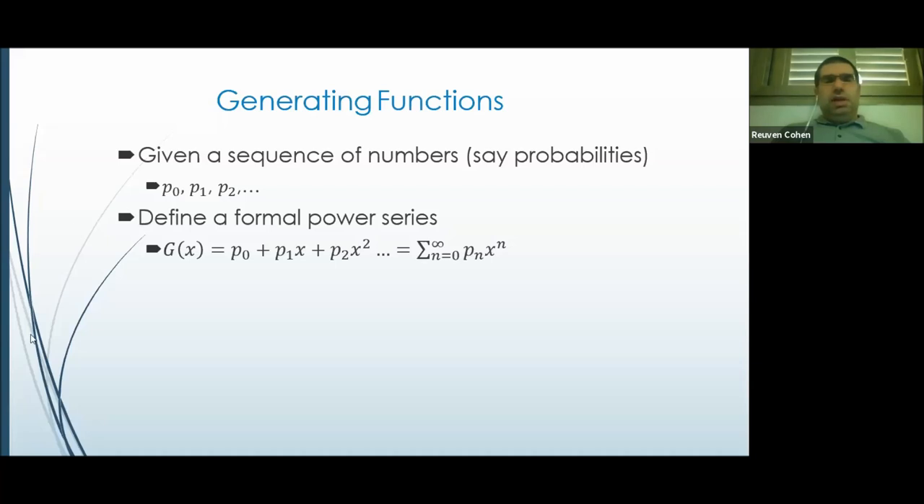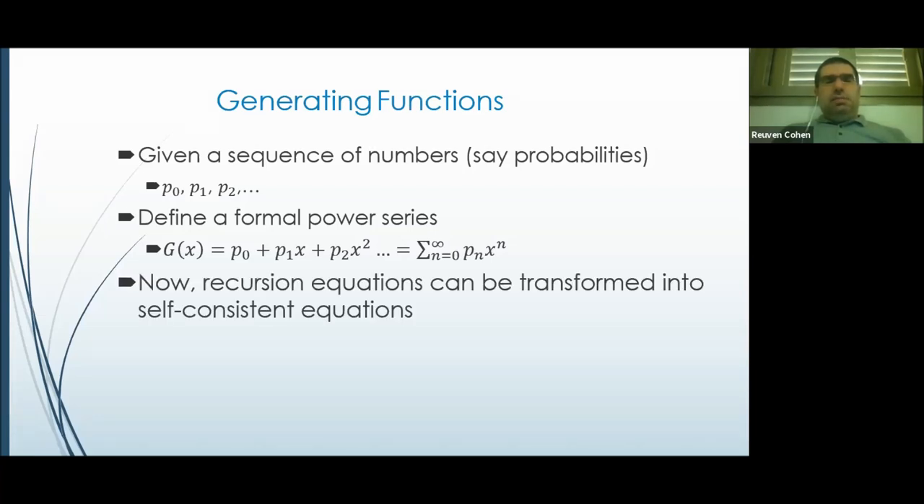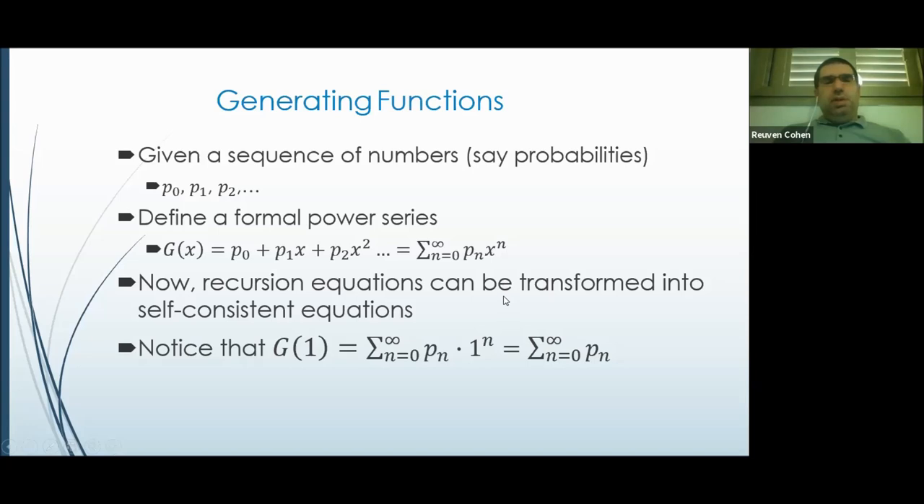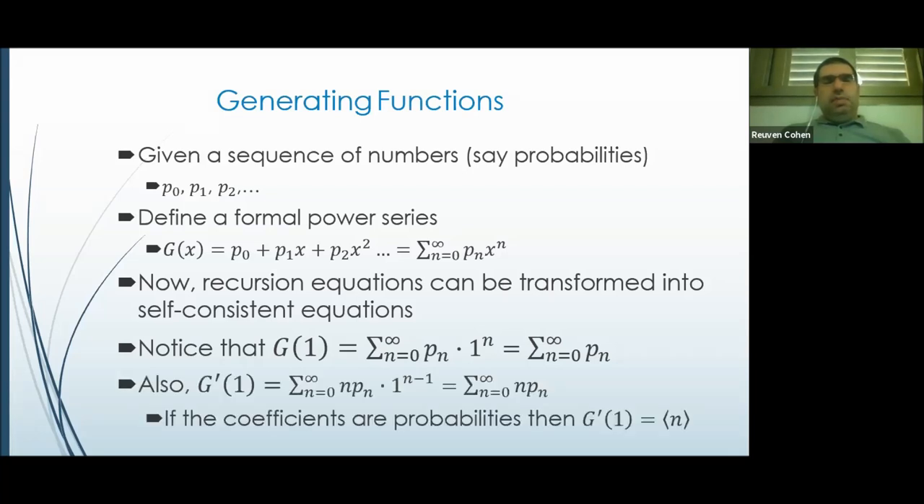which is the sum of these numbers, each multiplied by the appropriate power of x. And this is an infinite sum, or finite if the number of numbers is finite. And then if we have some recursion equation, for instance, relating these numbers together, we can make it into a self-consistent equation, which will be explained soon. An important thing to notice is that if we put G of one, then this sum just boils down to the sum of the P's, which can be one, for instance, if they are normalized. And if we take the derivative of the power series G and evaluate it at one, we get the average, or the expected value, for this series of probabilities.